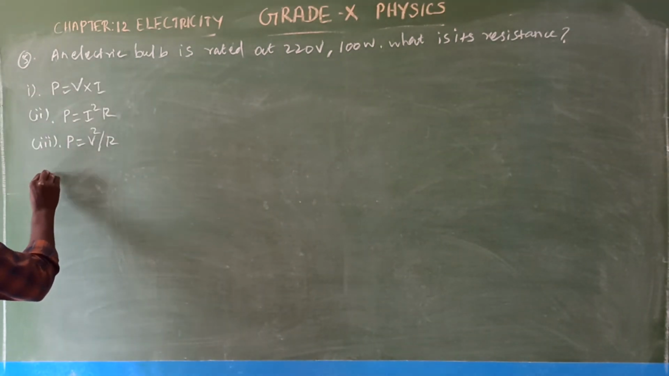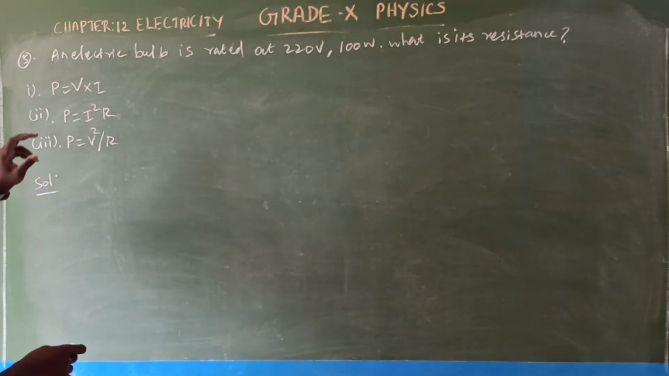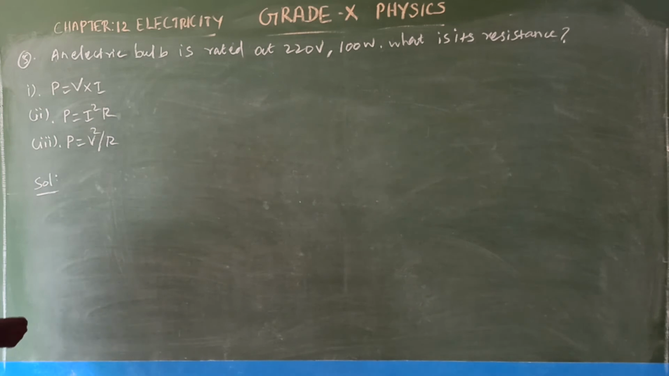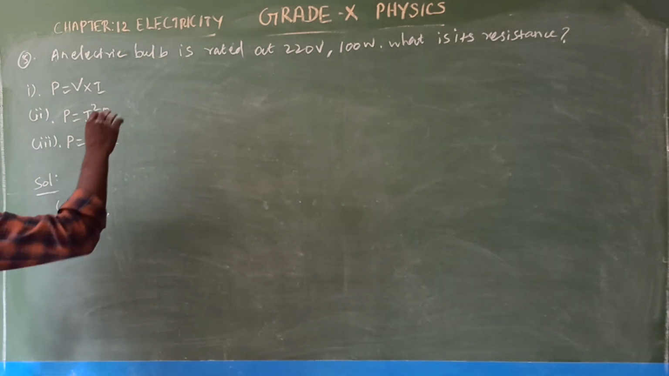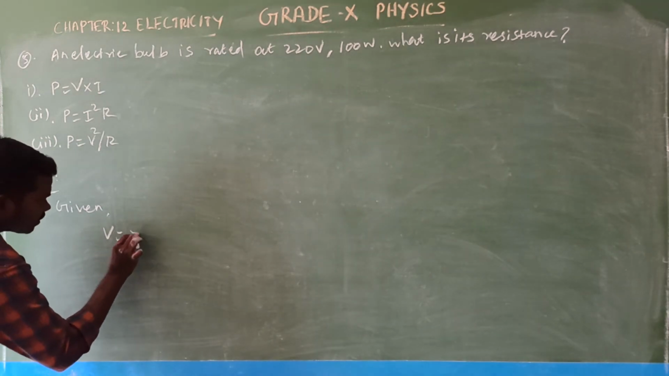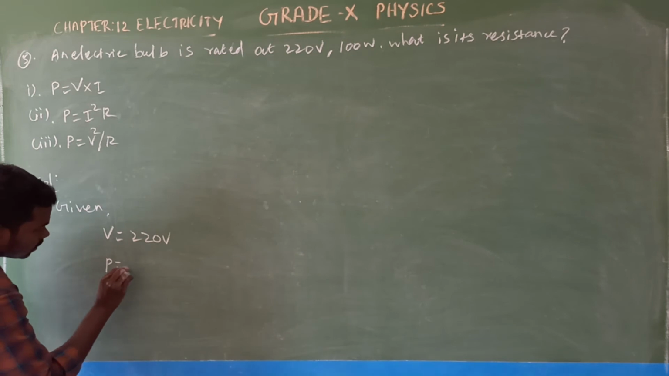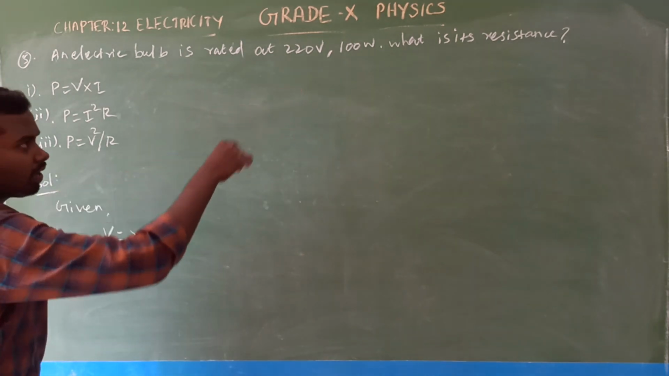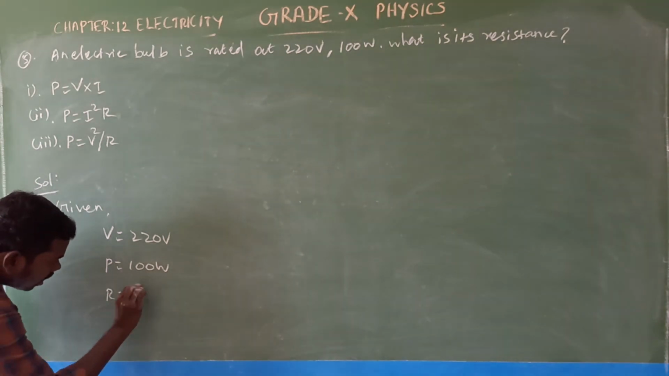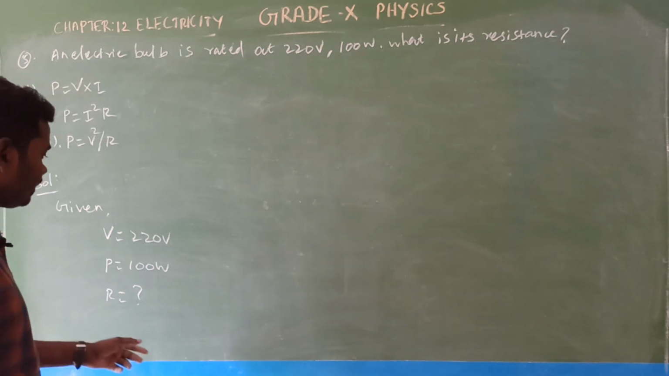Look at here. Solution, I'll write the solution here for our convenience. What are the values we know? First of all, write that. The given values are: V, potential difference, 220 volt; P, power, equal to 100 watt. And what quantity do we need to calculate? Resistance. So R we need to calculate.